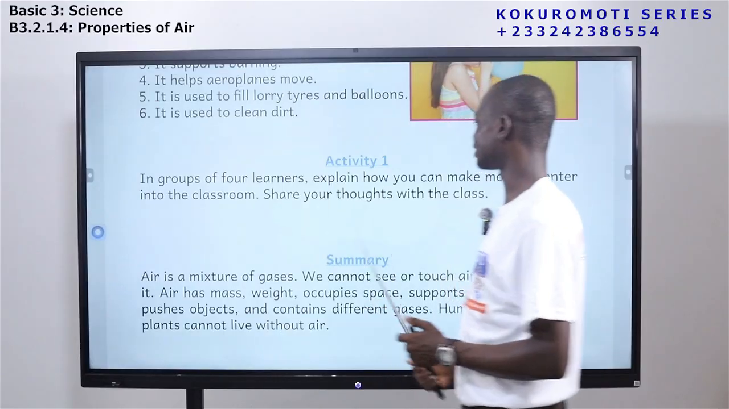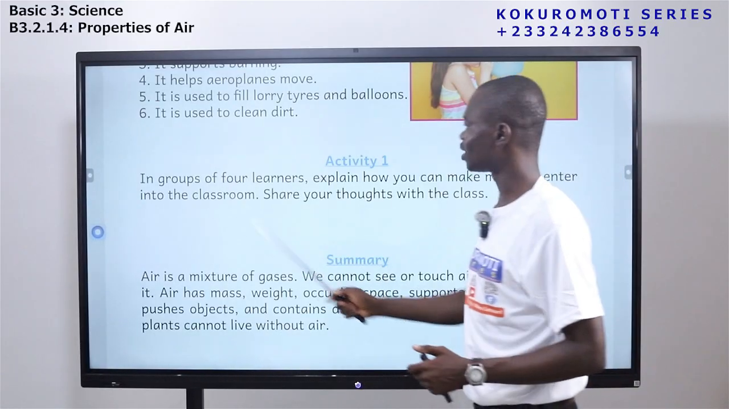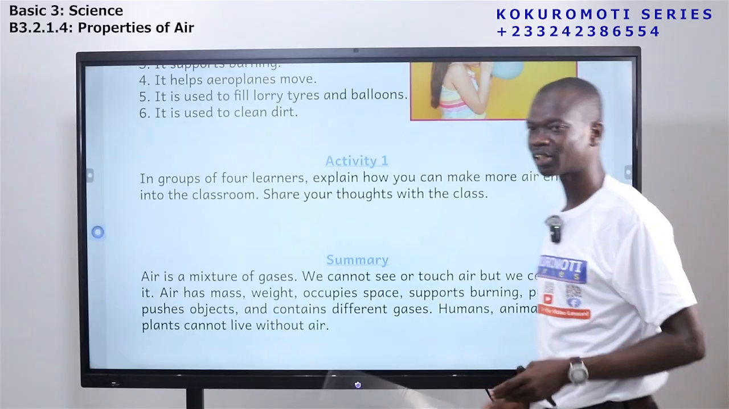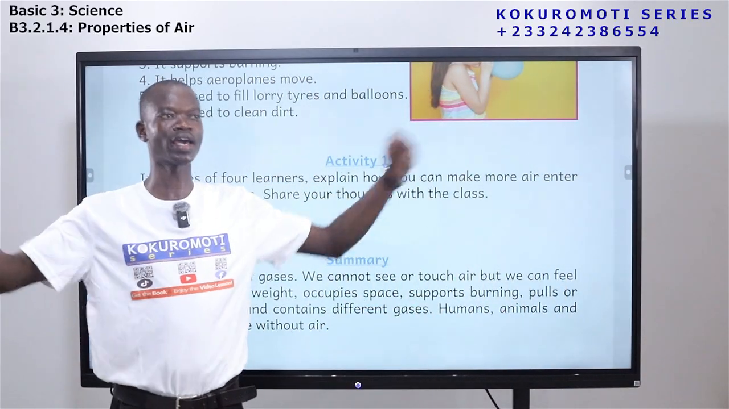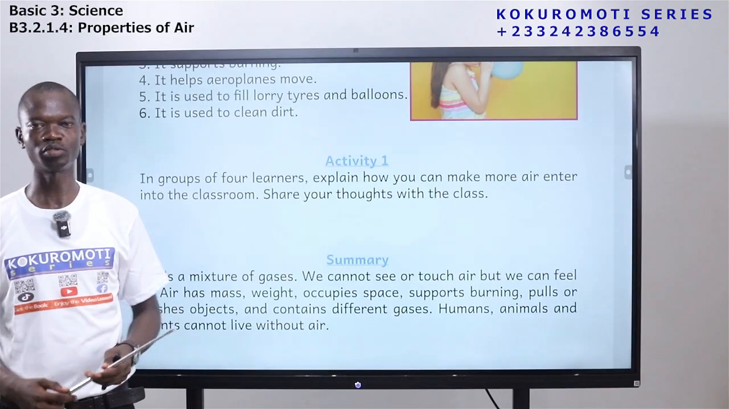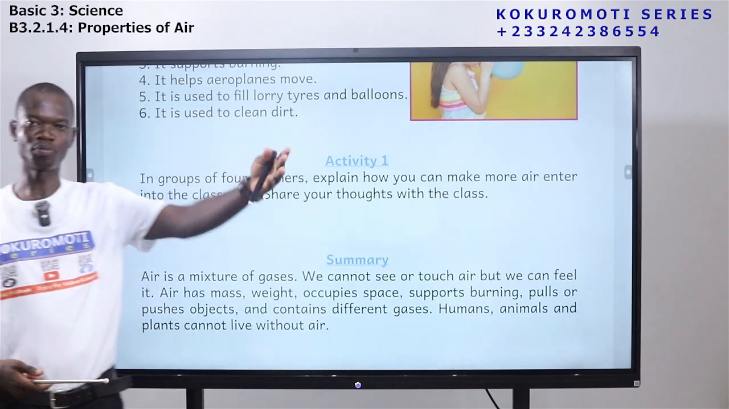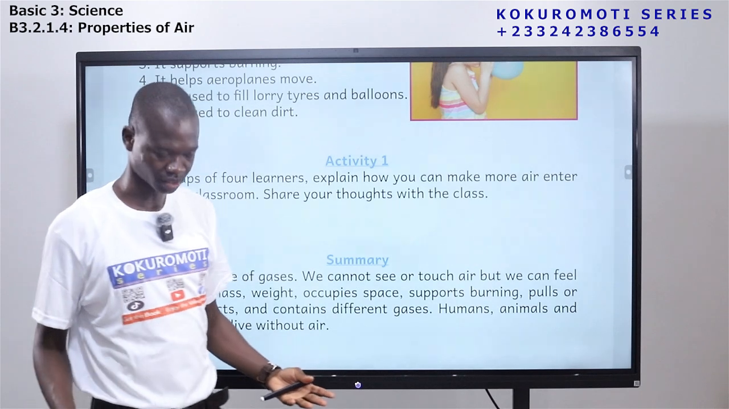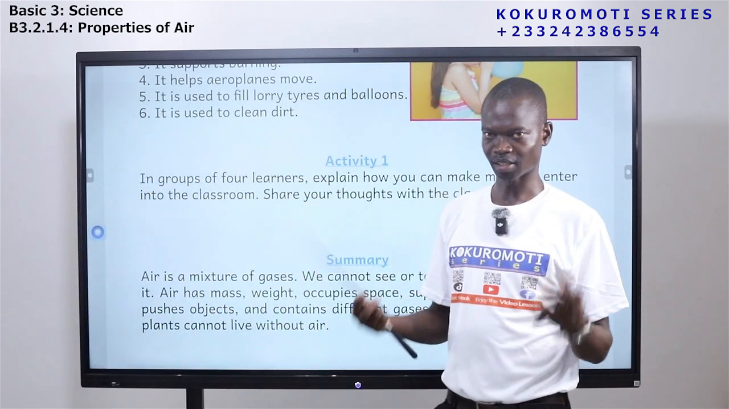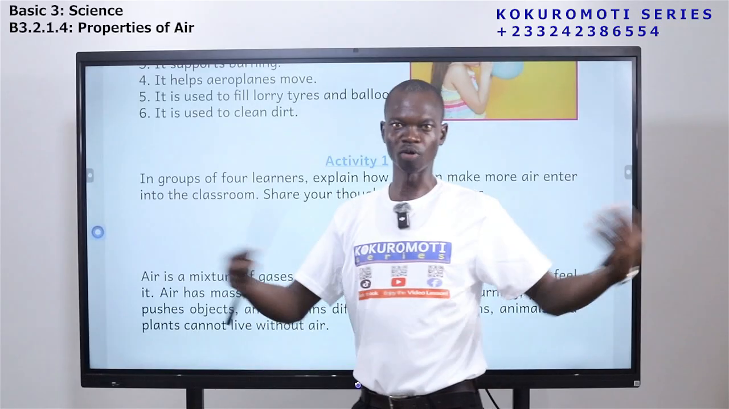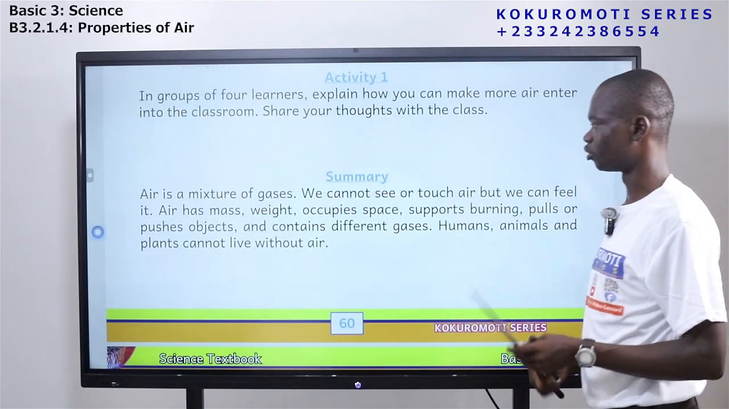Okay, so another activity here. In groups of 4 learners, explain how you can make more air enter into the classroom. Now, in the classroom, what can you do to ensure that more air will come into the room? Yes, you open the windows and you open the doors. And it will allow more air to come into the classroom or into your room.